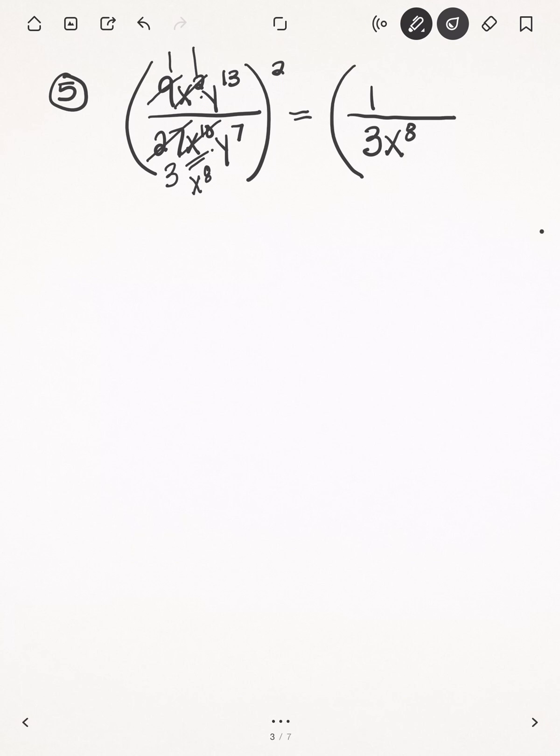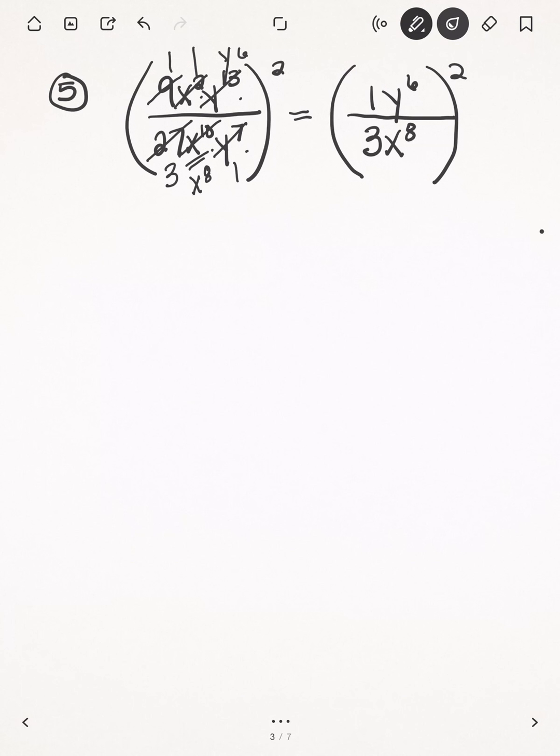All right, on top, my y's. I have more y's on top. I have 13 y's up here and 7 on the bottom. So you could just subtract your exponents and say 13 minus 7, or you could say, where are most of my y's? Most of my y's are on top, so I know I'm going to have the leftovers on top. And if I cancel out 7 y's, how many y's will I have left on top? I'll have 6. So I have 6 y's on top. All of that is raised to the 2nd power.